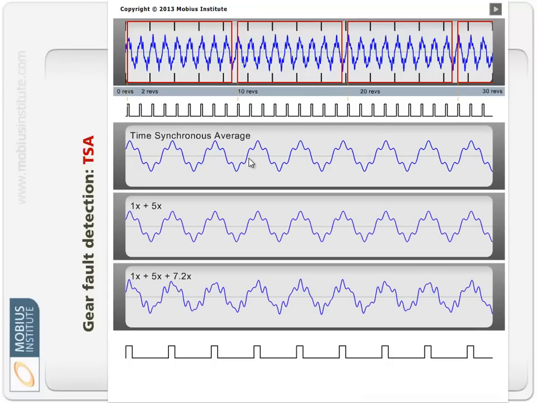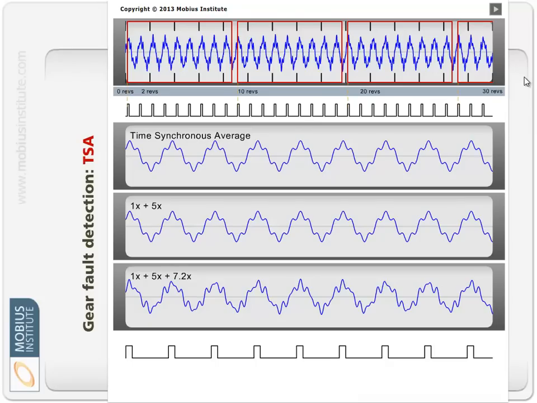And so if we were to look at what is inside this, well, we've got the 1x plus 5x, because 1x and 5x are synchronous and integer multiples of 1x. So you can see that the time synchronous average data is exactly the same as just the 1x plus 5x data, but this shows the 1x plus 5x plus 7.2x. The 7.2x has been averaged away. Anyway, we don't really have time to keep yakking about this, but I hope that clarifies why you'd want to use time synchronous averaging.